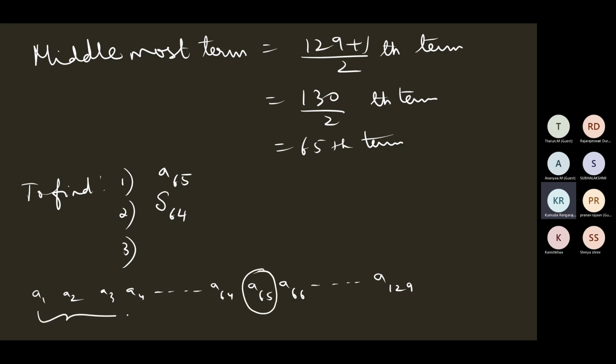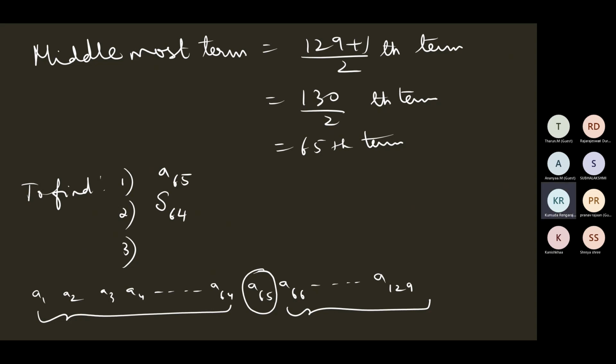You need to find this sum and this sum. You need to find the sum of all the terms before the 65th term and the sum of all the terms after the 65th term. That's what is given here. Also find the sum of all numbers on both sides of the middle term separately. The middle term is the 65th term. On one side, A1 to A64, find the sum, and on the other side, A66 to A129, find the sum.